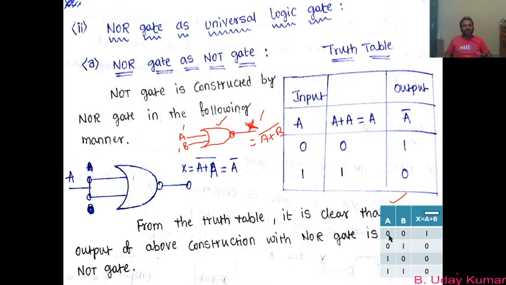So that means I can give lower potential to A and lower potential to B. This is one combination that I get. Similarly, I can give lower potential to A and higher potential to B, and similarly higher potential to A and lower potential to B, and similarly I can give high potentials to both A and B. So these are the possible combinations of the potentials that can be applied to both the inputs of the NOR gate.